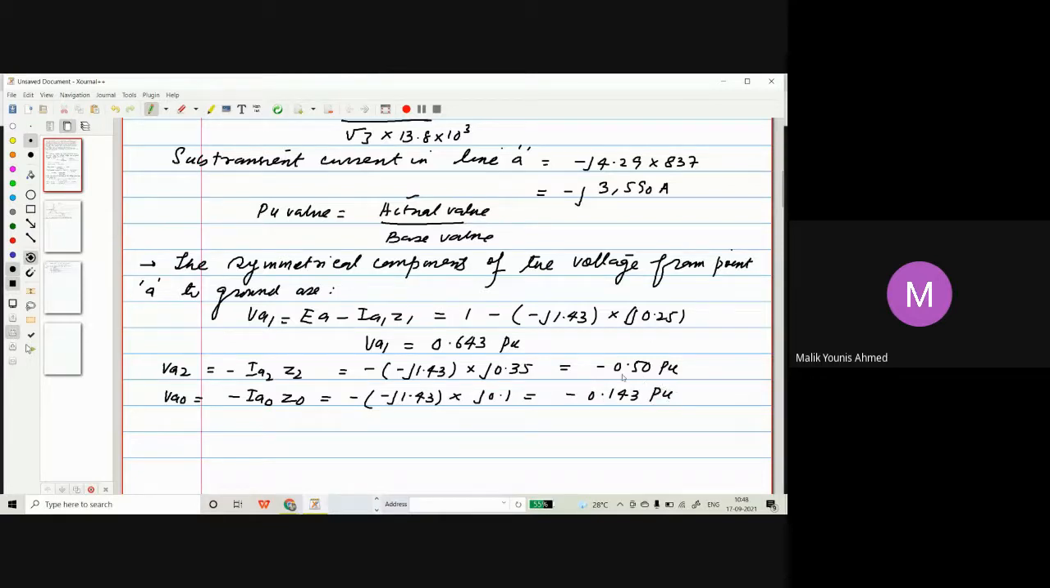Okay. Next, line to ground voltages. That is the phase voltage we are talking about. These were sequence components; line to ground voltages means phase voltages. So we'll find that the first part is over.